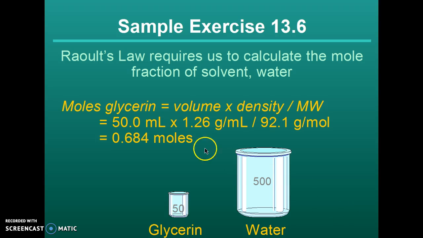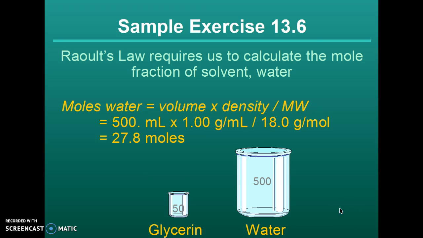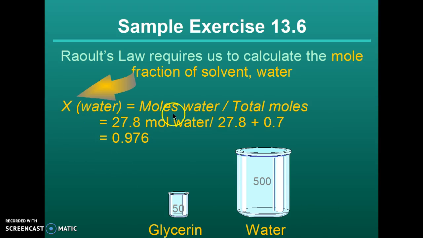The moles of glycerin are calculated here, 0.684 moles. The moles of water are calculated here, 27.8 moles. Now that we have the number of moles, we can use Raoult's law. X of water is the moles of water over the total moles, not just the moles of the water. So 27.8 moles of water divided by the sum of 27.8 plus 0.7, you should have parentheses around here. So 0.976 is the mole fraction of water.